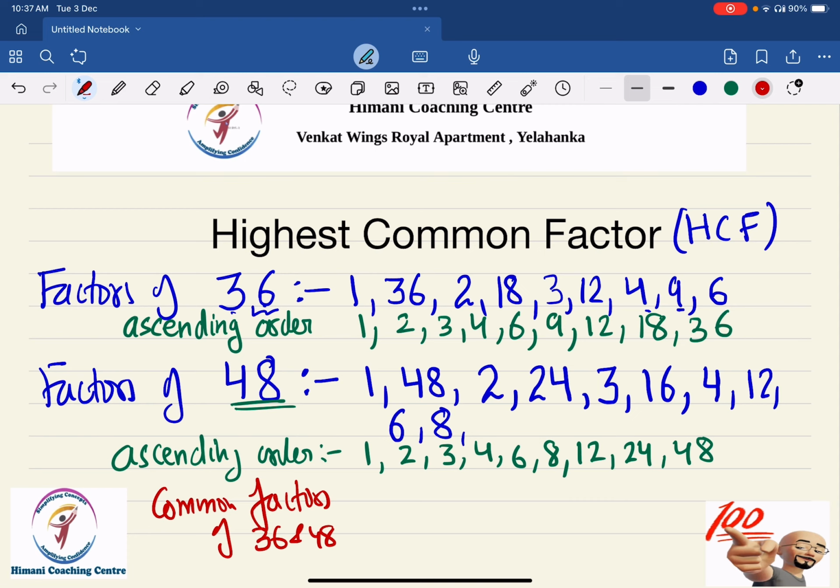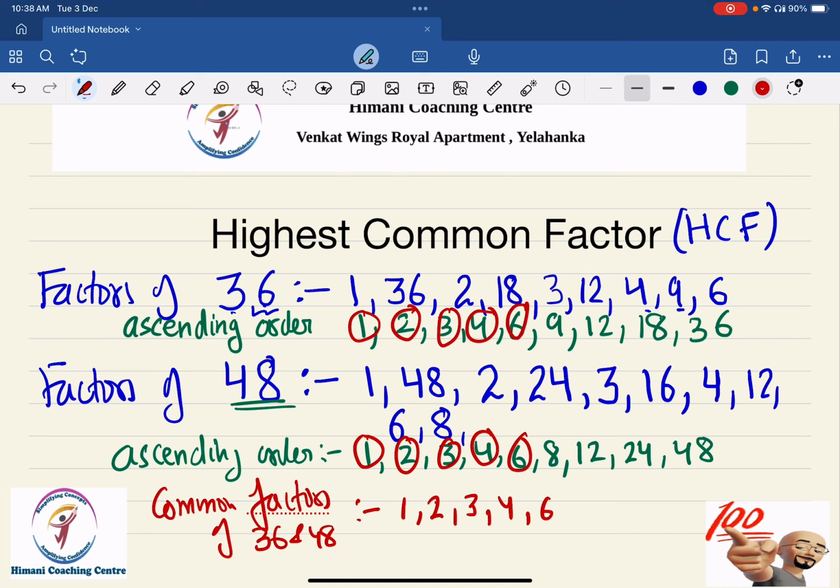So let us go back to where we have written in ascending order. Is 1 there in both? Yes. So let us write that down. Is 2 there in both? Yes. Is 3 there in both? Oh, yes. Is 4 there in both? Yes. Is 6 there in both? Yes. Then 9 is not there in both. 9 is only in 36, not in 48. 12 is there in both. Now after this, 18 and 36 are not there. So we have got the common factors of 36 and 48.